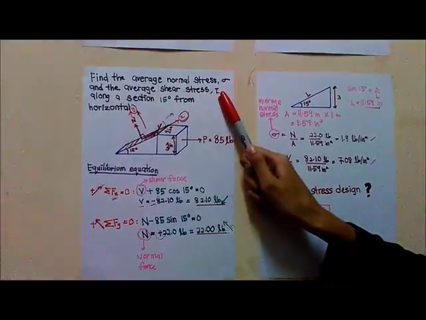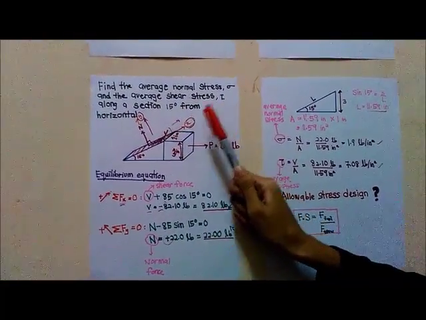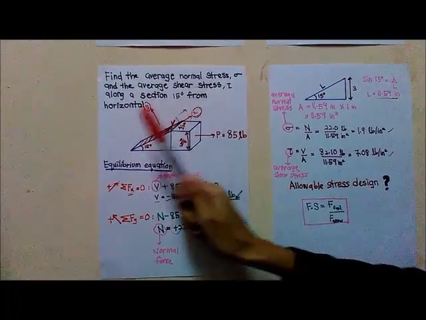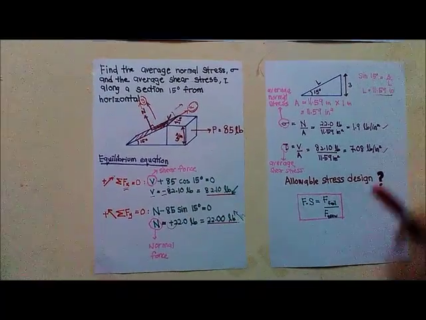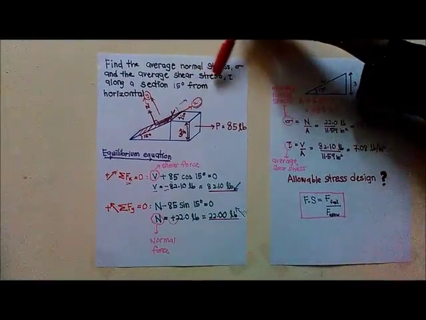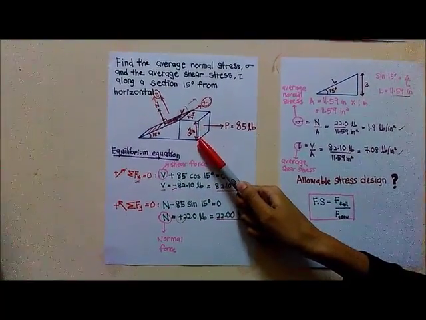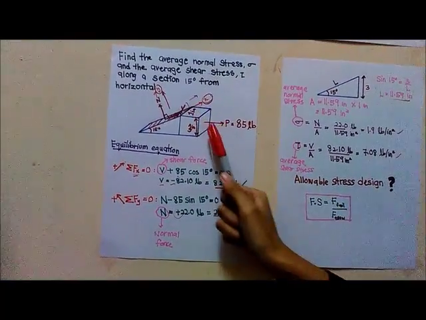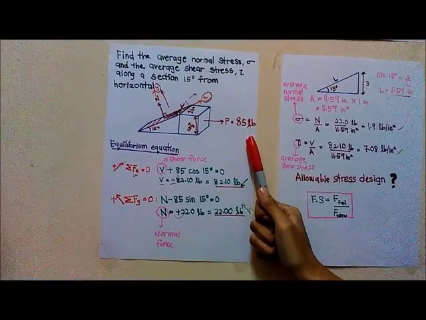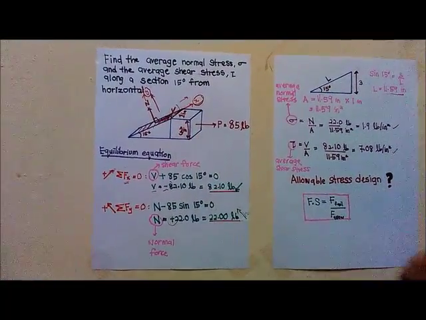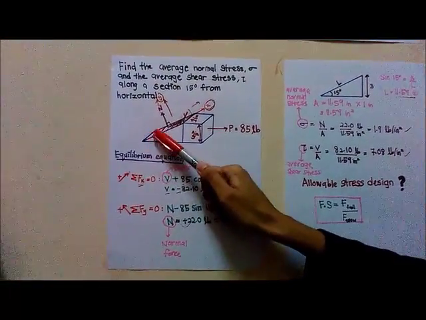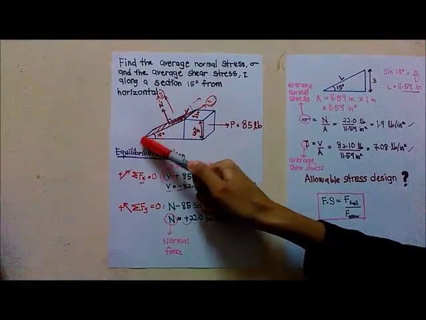Find the average normal stress and the average shear stress along a section 15 degrees from the horizontal. So we want to find the normal stress and also the shear stress. So given 15 degrees, 3 inches at the height, the width is 1 inch, and also the force 85 pounds. So we want to find what is the normal stress and the shear stress at this surface along this section.